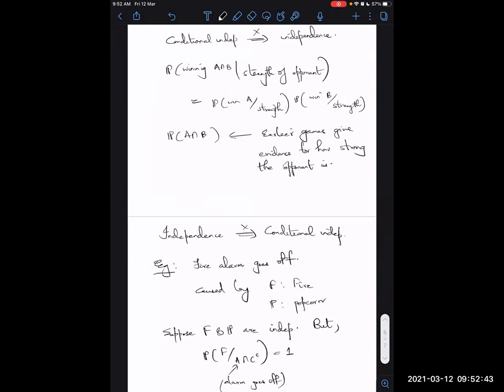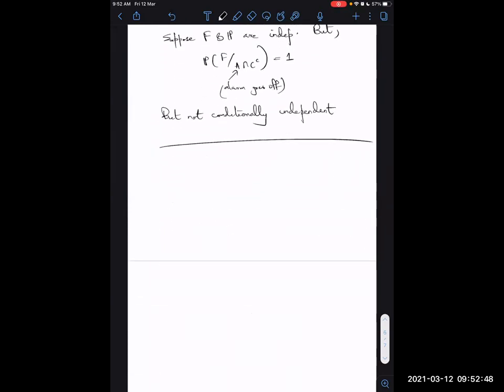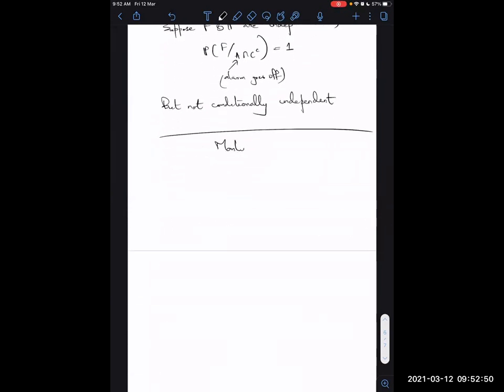Now I'll try to introduce you to a problem, and we'll continue with this problem in the next class. This problem is known as the Monty Hall problem, and many of you might already have seen this. The setup is as follows. You have 3 doors, and you have 2 goats behind 2 of those doors, and 1 car behind one of the doors.